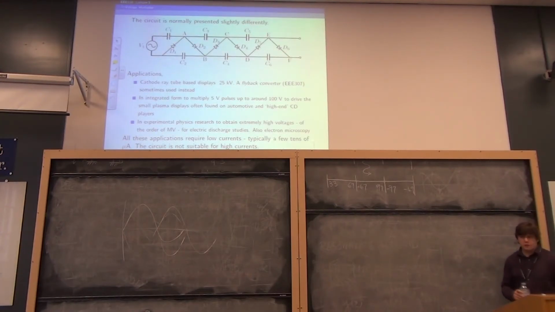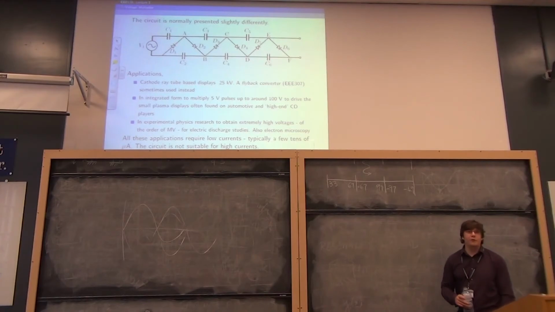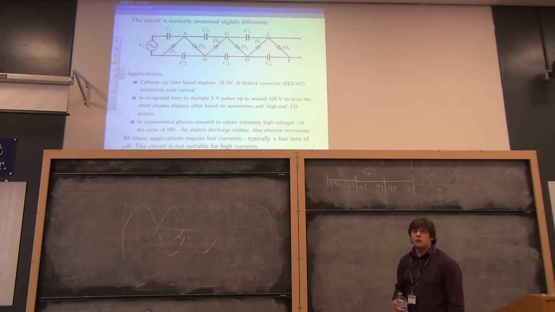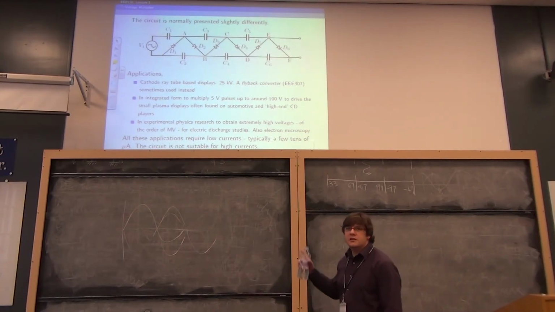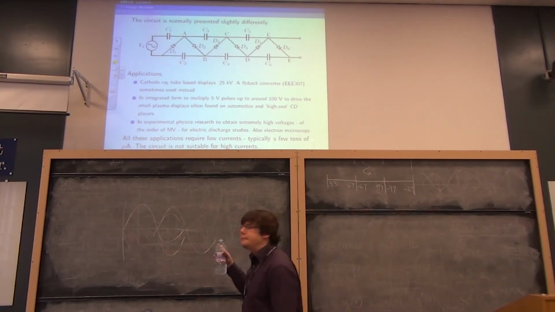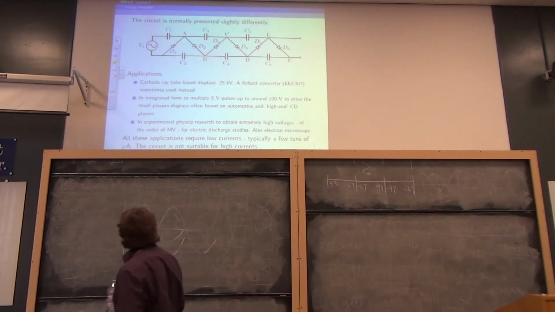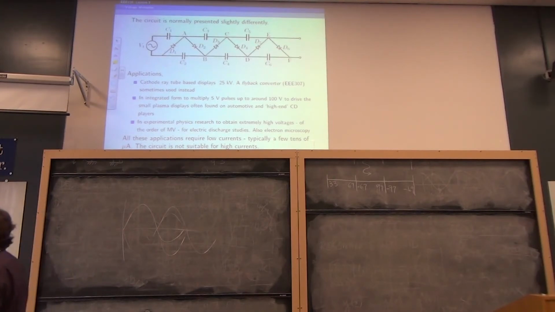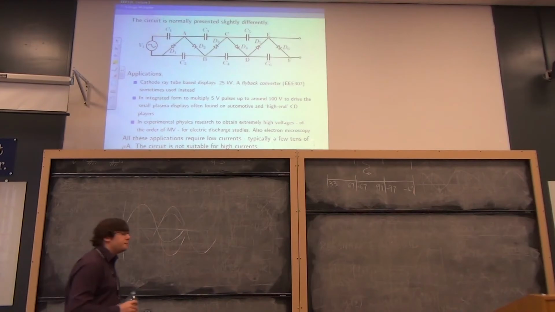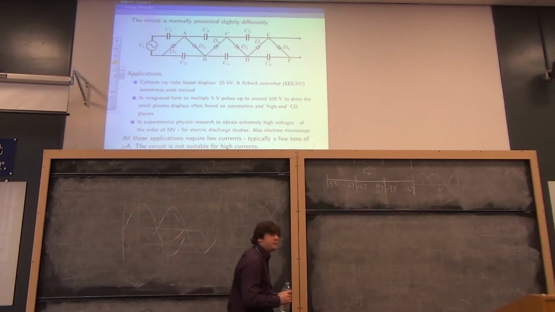If you're looking in a textbook, and why wouldn't you be, especially an old textbook, usually it's drawn out as in this slide, where the capacitors have all been flattened out into a line and the diodes are in between them. It is the same thing, just drawn differently.